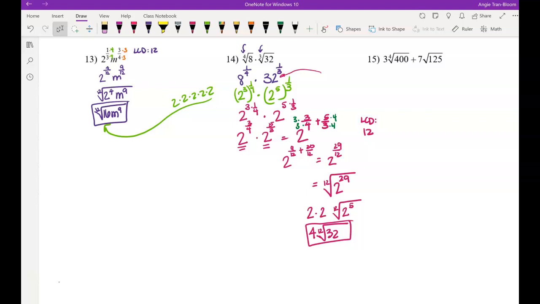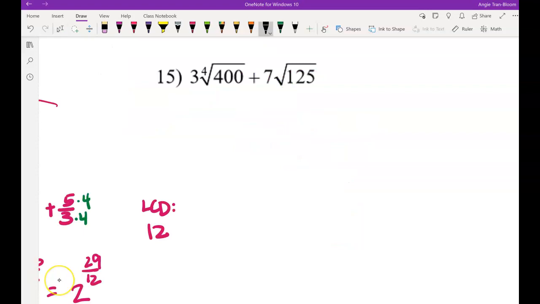Okay, let's go on to our last question. Oh my. 3 times the 4th index of 400 plus 7 square root of 125. So clearly right now we have a 4th index and a square root. If this is yesterday, we would say not possible. But now that we know how to write it as a rational exponent, we are definitely going to try.